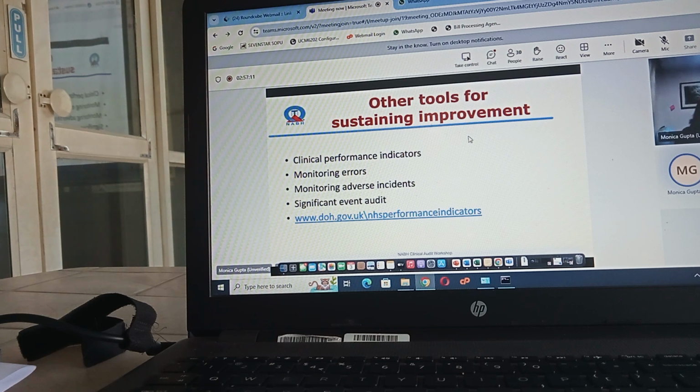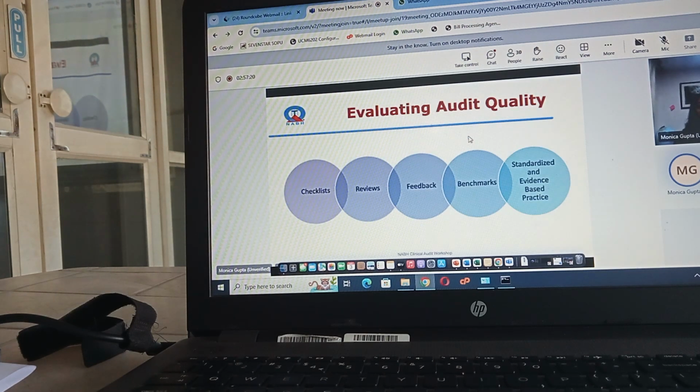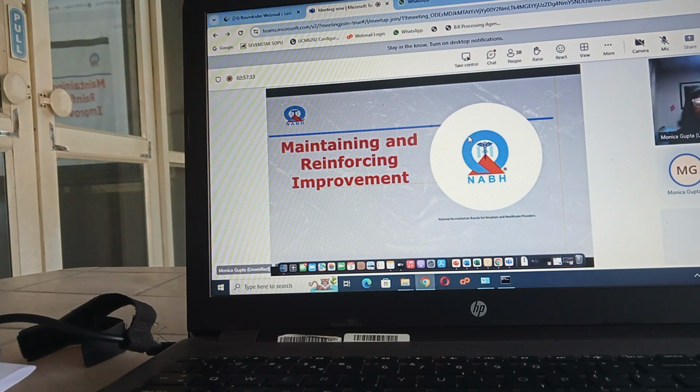So there are other tools for sustaining improvement like clinical performance indicators, monitoring errors, monitoring adverse incidents and significant event audit. Now how do you evaluate the audit quality? This can be done by using checklists, by using reviews, feedback, benchmarks and standardized and evidence-based practice. Now how do we maintain and reinforce the environment.